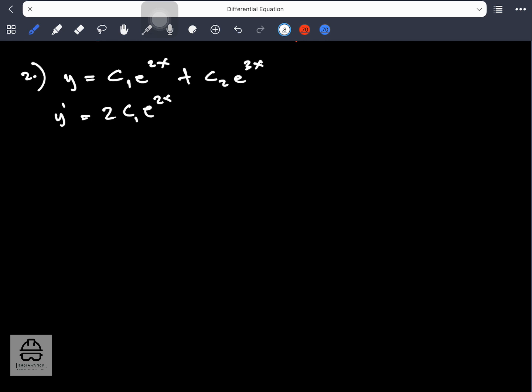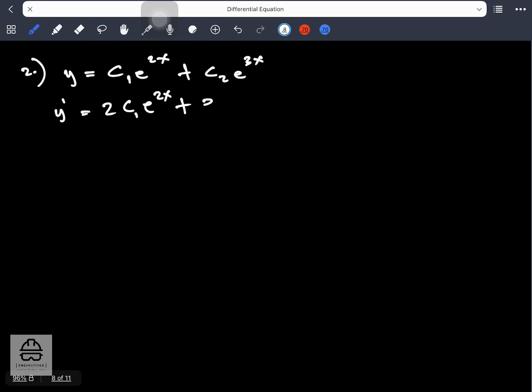Y equals c sub 1 multiplied by e raised to 2x plus c sub 2 multiplied by e raised to 3x. As you can see, we have two arbitrary constants, c sub 1 and c sub 2. Therefore, we will differentiate this 2 times, so we will end up with the second derivative because we have two arbitrary constants. That would be y prime equals 2c sub 1 e raised to 2x.